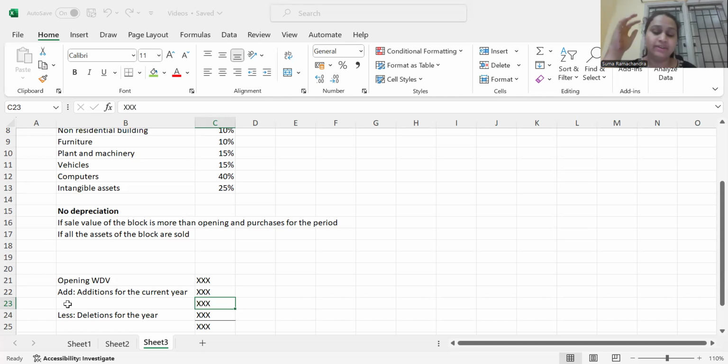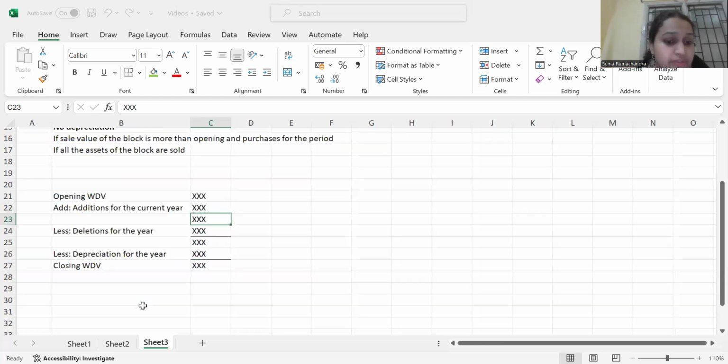The second case scenario is, say, for example, I have 5 residential buildings that I give out on rent. And if I'm selling all 5 assets, say the value of such assets was around 5 crore rupees, but I'm selling all the 5 buildings for 4 crore rupees, even then I'll not be charging depreciation, because there is no asset remaining in the block at all. So these are the two case scenarios where I'll not be charging any depreciation.